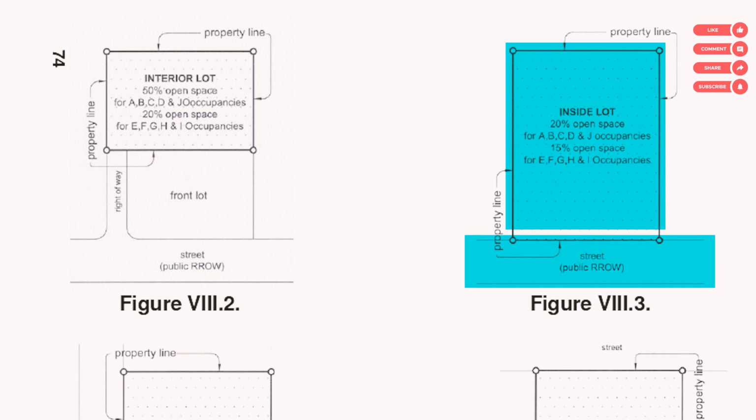Now let's talk about the lot type. The code defines 7 types of lots. I won't read the list, because we'll go through them one by one, starting now. The first one is the inside lot. It's sometimes referred to as a regular lot as well.